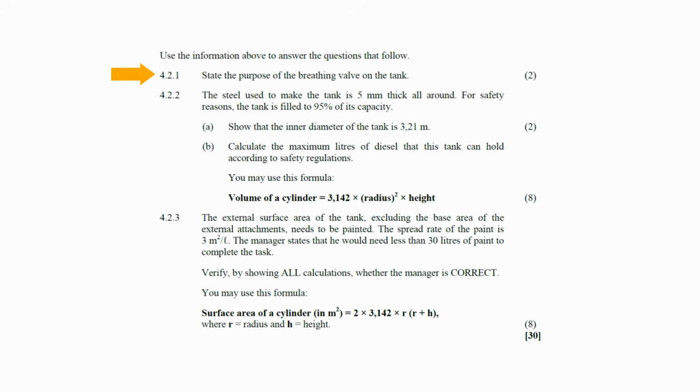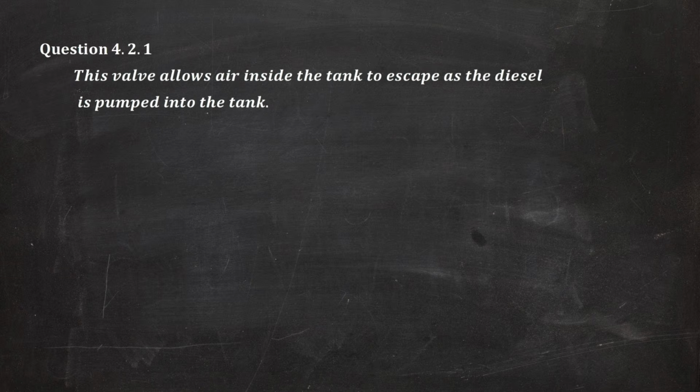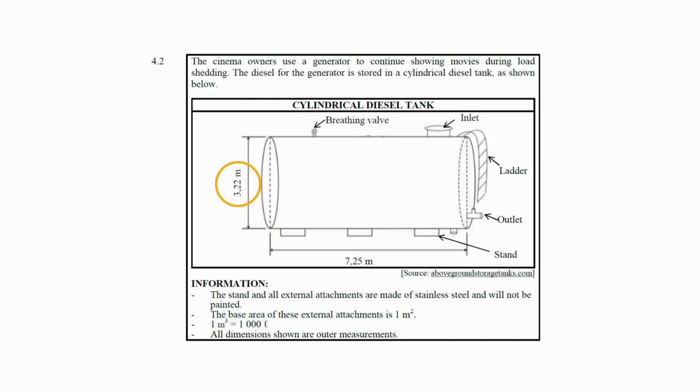In question 4.2.1, you have to state the purpose of the breathing valve on the tank. This valve allows air inside the tank to escape as the diesel is pumped into the tank. In question 4.2.2, it is stated that the steel used to make the tank is 5 mm thick all around the tank. And for safety reasons, the tank is filled to 95% of its capacity. This means that the tank can only be 95% full. In question 4.2.2A, you have to show that the inside diameter of the tank is 3,21 meters. From the diagram, the outside of the tank is given as 3,22 meters.